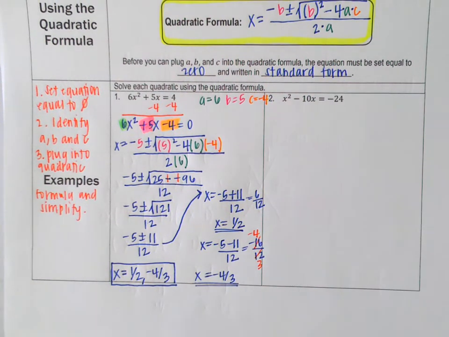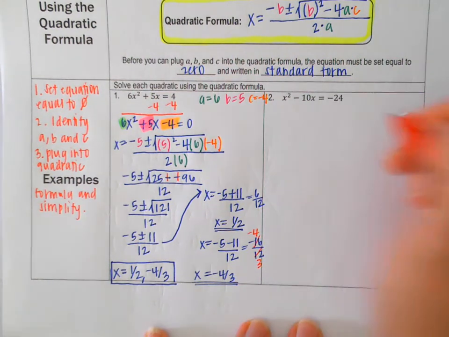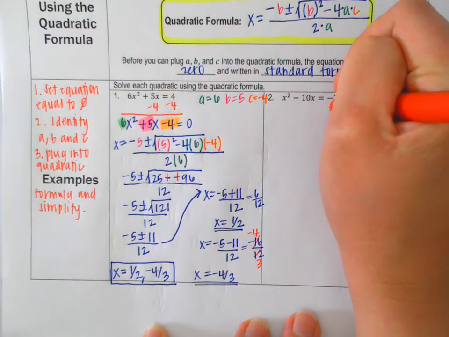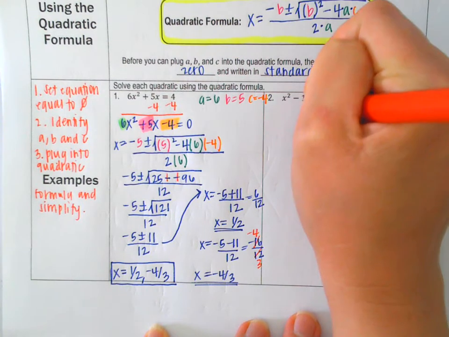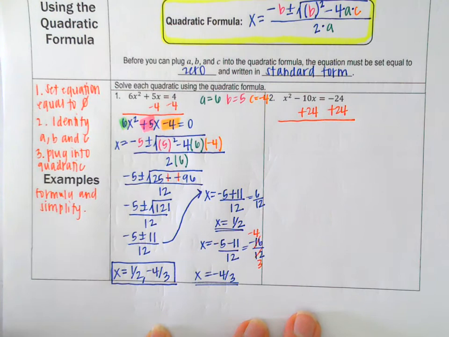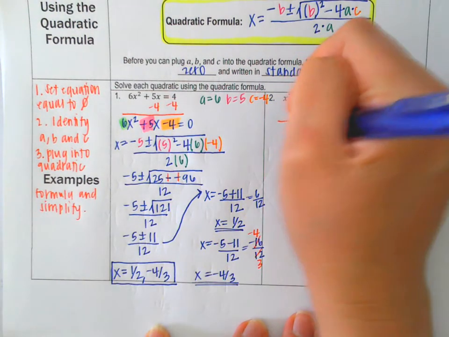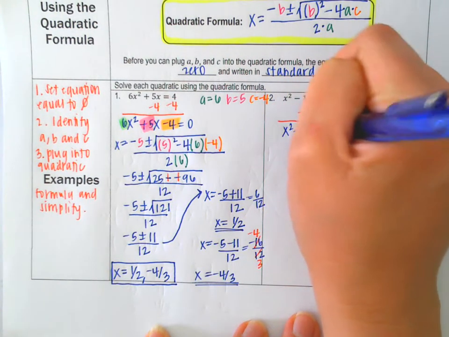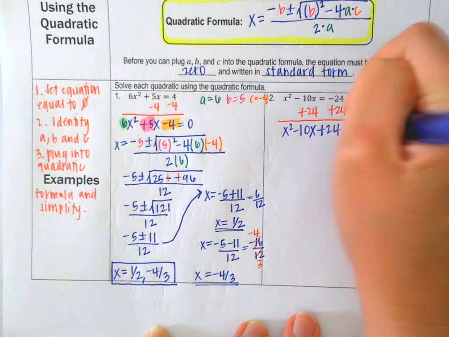Okay, so let's look at number 2. I want you guys to think about what would be your first step in solving this problem. So what's my first step that I would do first? And if you thought move that negative 24 over, you would be correct. We want to add 24 to both sides. 24 can't combine with anything, so I have x squared minus 10x plus 24 equals 0.